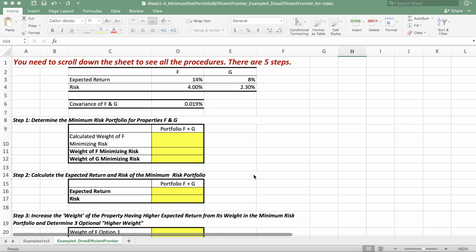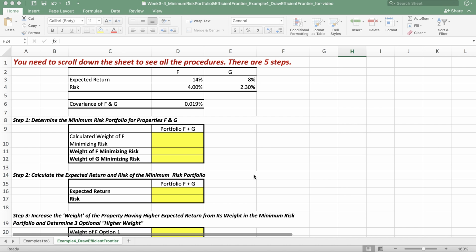Hi guys, in this video clip, I'm going to demonstrate how to calculate the minimum risk portfolio and also how to draw an efficient frontier for investment combinations between two properties using an MS Excel spreadsheet.